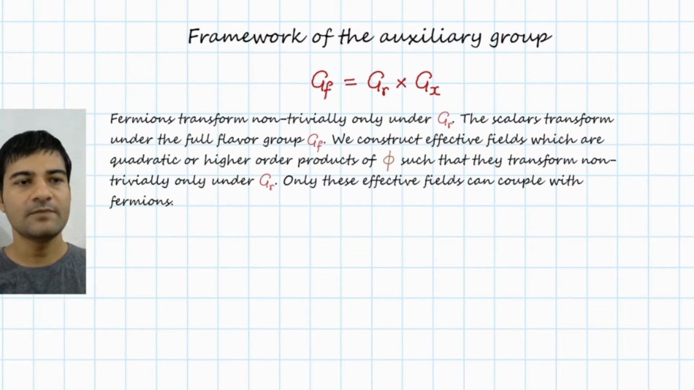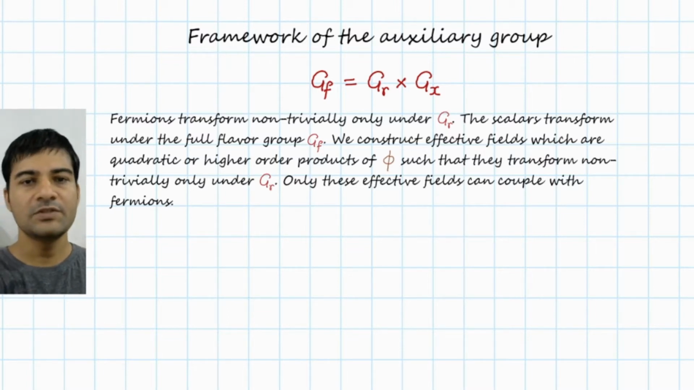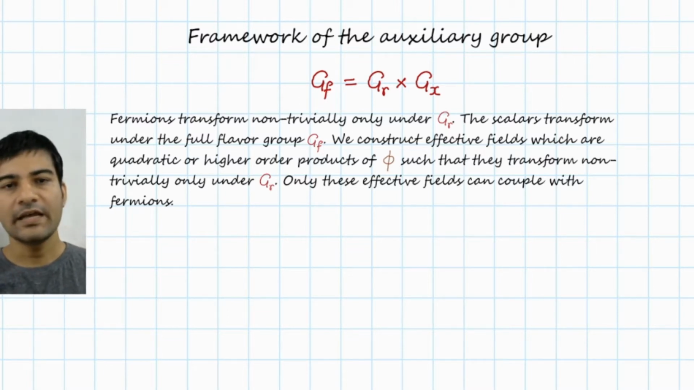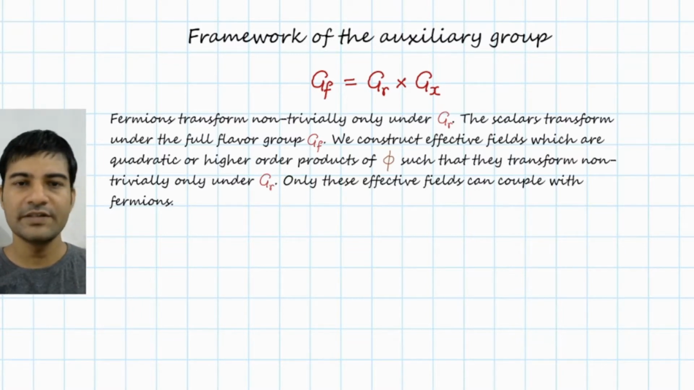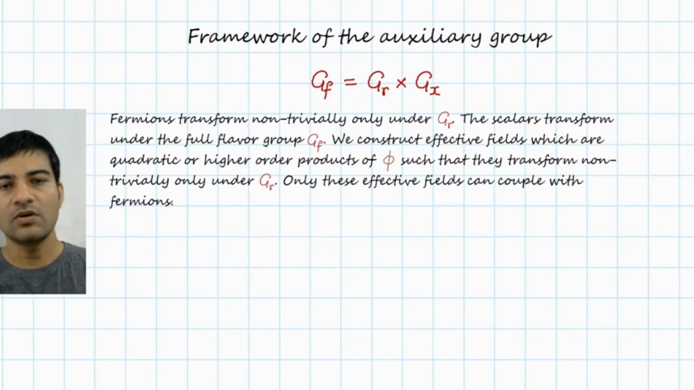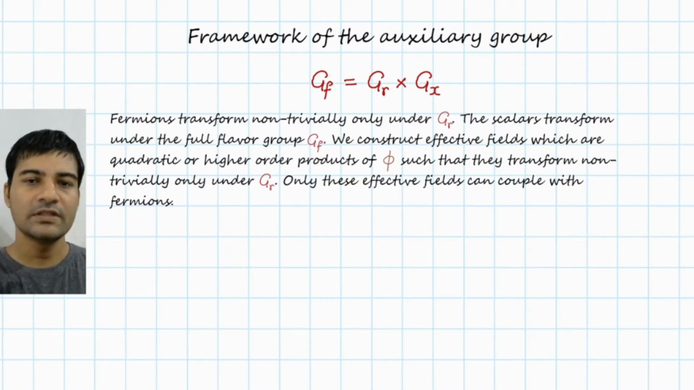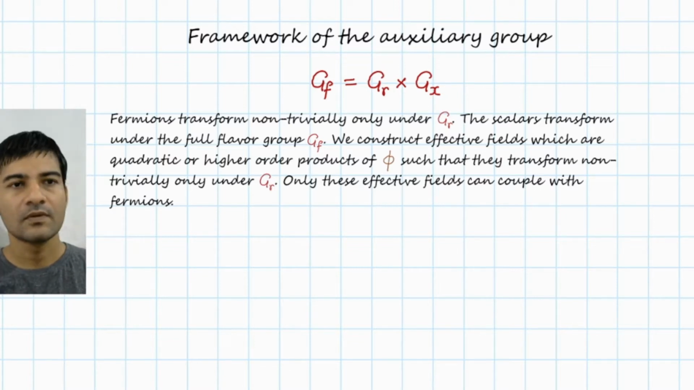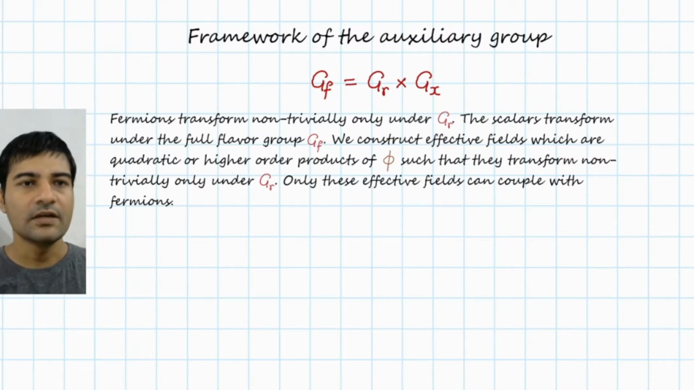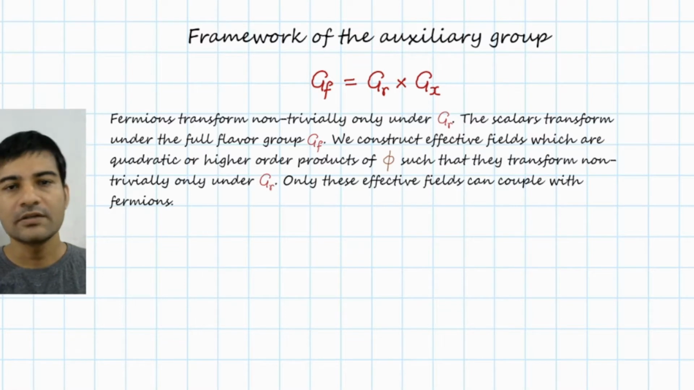Let me briefly explain the framework of the auxiliary group. The flavor group GF is given as the direct product of the conventional flavor group denoted with GR and the so-called auxiliary group denoted with GX. Fermions transform non-trivially only under GR. On the other hand, the scalar field phi transforms non-trivially under both GR and GX.